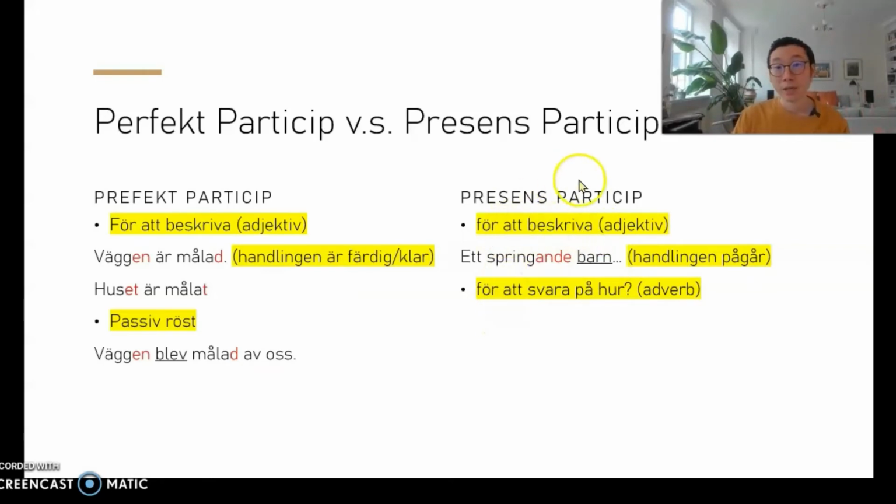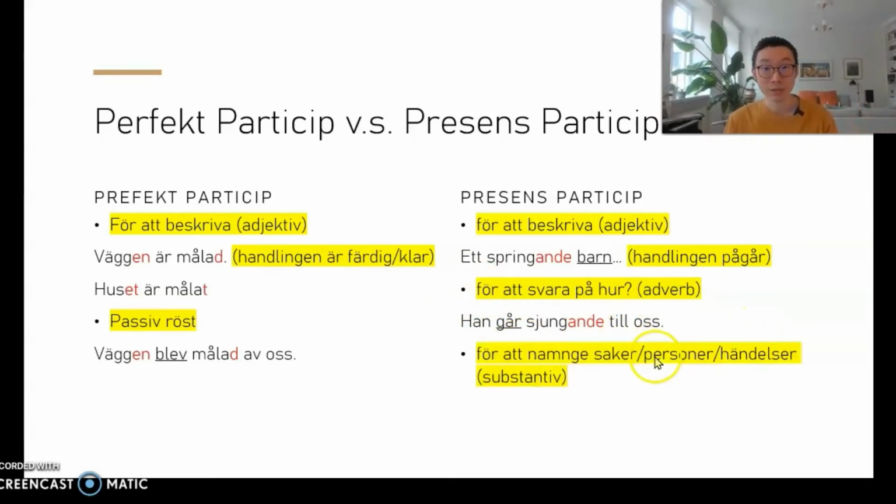Och det kan användas förstås för att svara på hur. So apart from the different sense of being used as an adjective, it can be used as an adverb. However, perfect particip can only be used as an adjective. Så det kan användas för att svara på hur som ett adverb. Till exempel, han går hungrande till oss. He walks hungering to us.